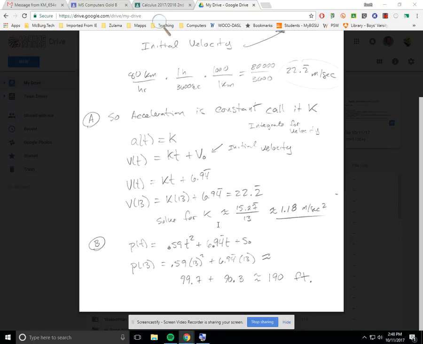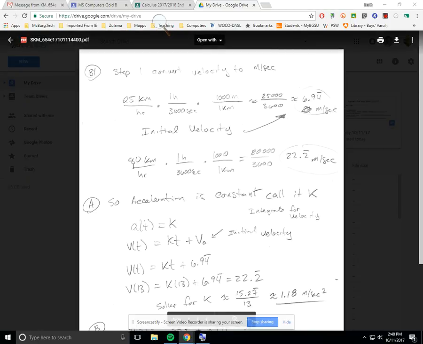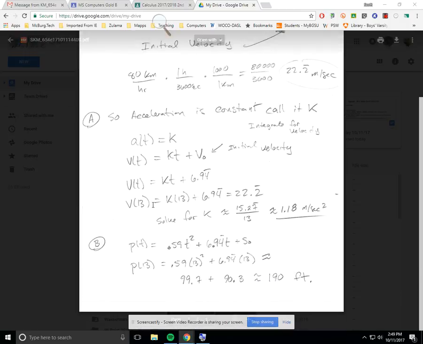The second thing it said was that at 13 seconds, his velocity was now higher. It was now the 80, which is 22.2. So basically, velocity evaluated at 13, where we plug in a 13 everywhere we find a t, plus the initial velocity, had to equal the ending velocity, which was 80, which converts to 22.2. You do the math, you subtract 6.94 from both sides, you divide by 13, and you get approximately 1.18 meters per second squared for K.